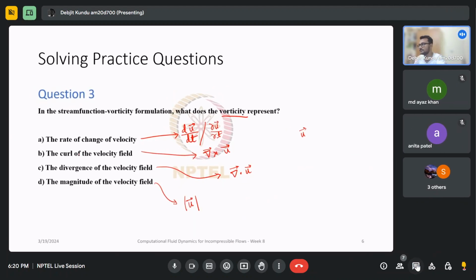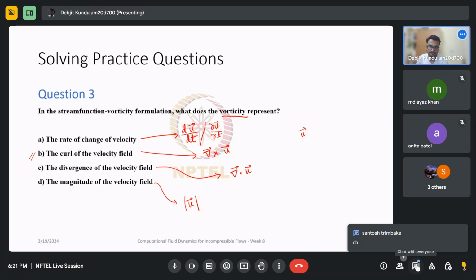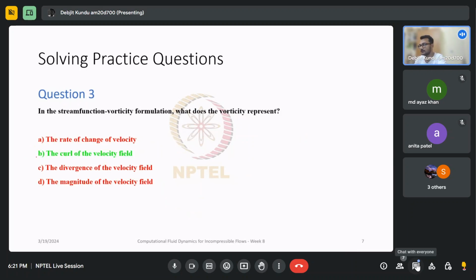Okay, we have two quick responses, both in favor of option B, telling us that it should be the curl of the velocity field. Let's see what others have to say. Okay, we have another response in favor of option B. Let's have a look at the solution. It is actually option B, the curl of the velocity field. So I'll write again, the vorticity omega is the curl of the velocity field.